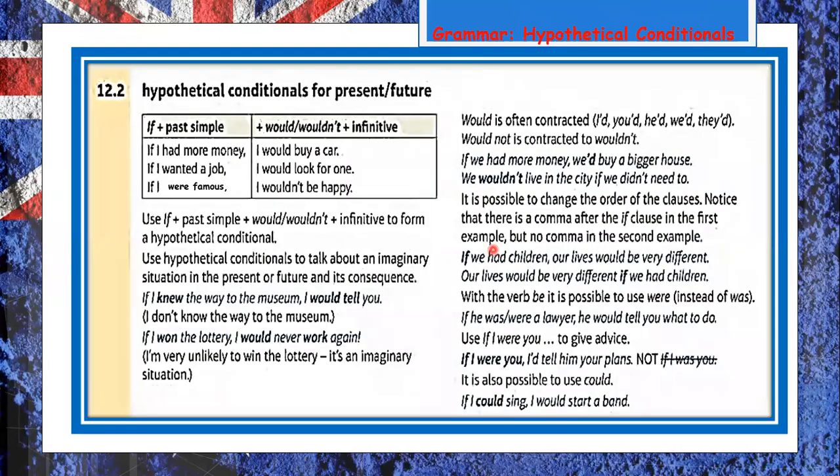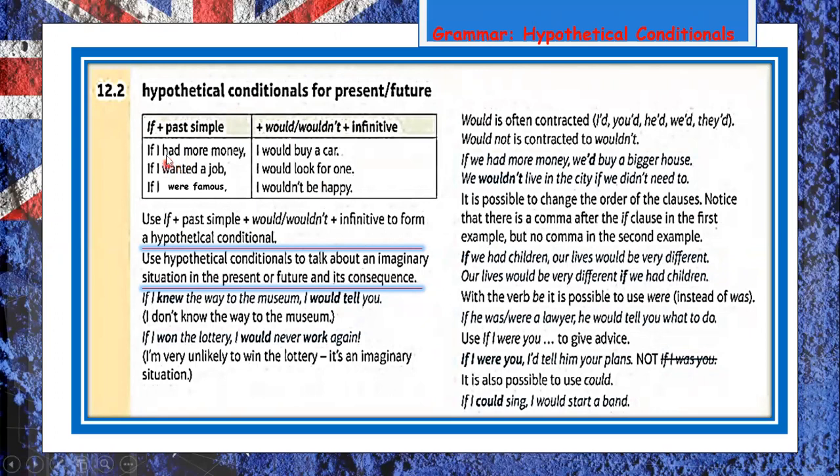ambitions. Now, in this part, we are going to remember what a hypothetical conditional is. A hypothetical conditional is a conditional that we use to talk about an imaginary situation in the present or future with a consequence. We use if plus past simple plus would or wouldn't plus infinitive to form a hypothetical conditional.